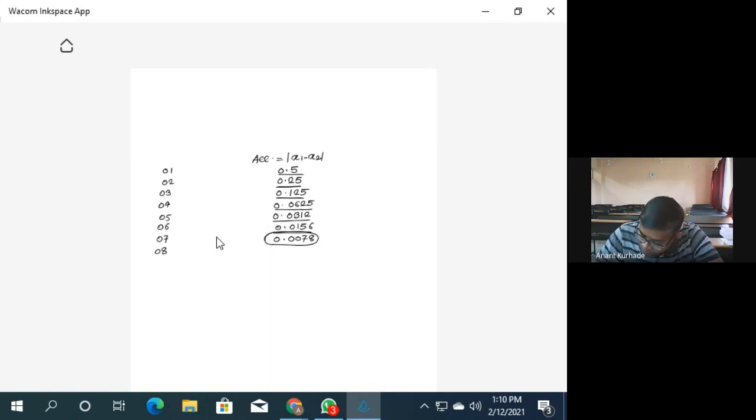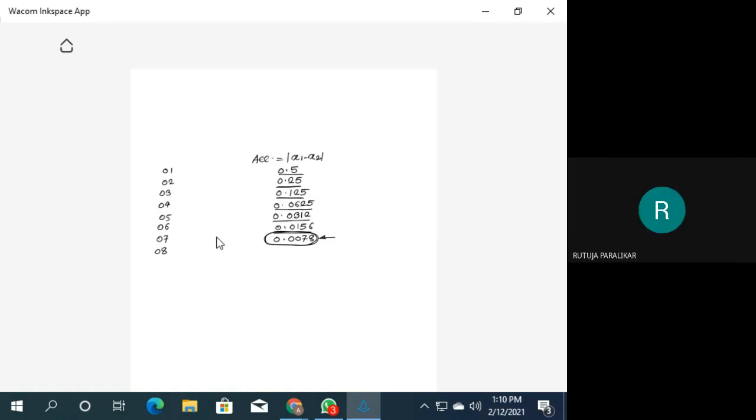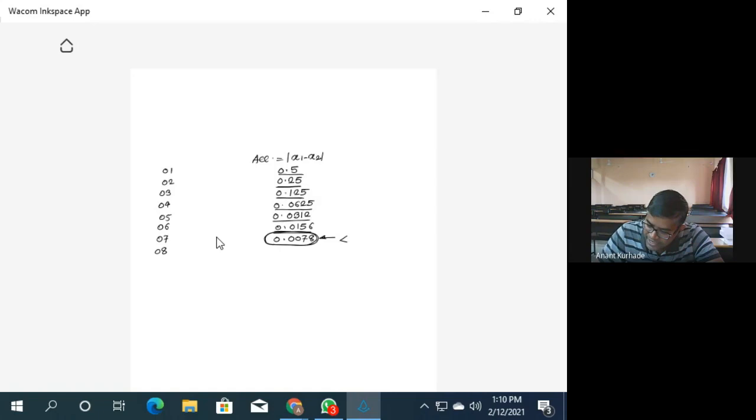Now tell me what will be your conclusion. Is it equal to given or is it less than given? Less than given. So it is less than the given accuracy. Okay, then you can stop. Don't do iteration number 8. You can stop up to iteration number 7. So up to iteration number 7, we have accuracy less than 0.01.